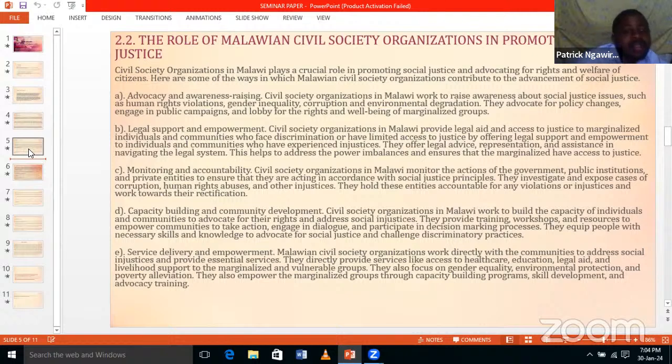practices. And the fifth role is service delivery and empowerment. Malawi civil society organizations can work directly with the communities to address social injustices and provide essential services. They can directly provide services like access to healthcare, education, legal aid, and livelihood support to marginalized and vulnerable groups. They can also focus on gender equality, environmental protection, and poverty alleviation. They can also empower the marginalized groups through capacity building programs like skill development and advocacy trainings.